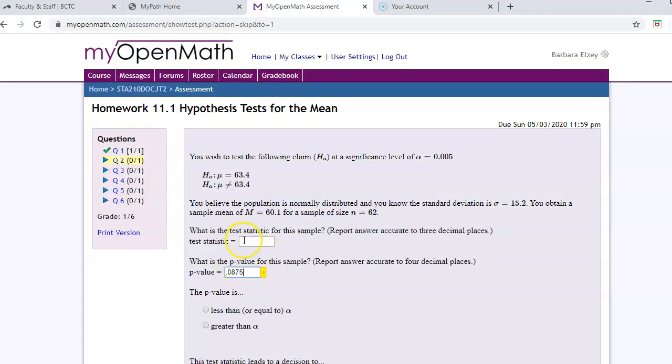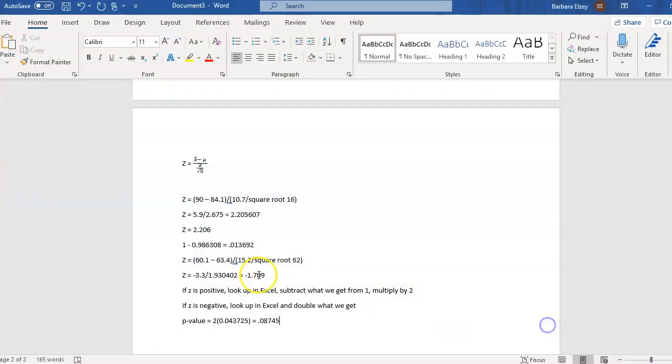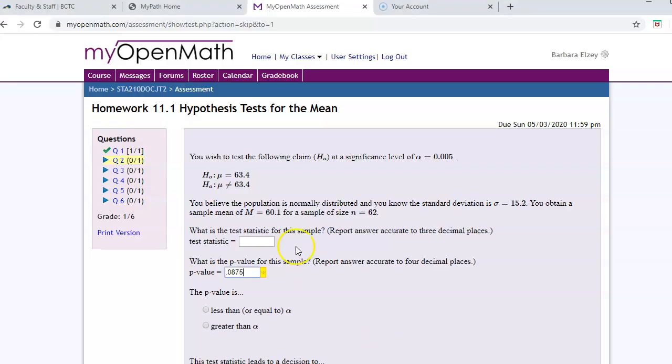And a while ago, that test statistic that I had, let me go back, should have gone in that first blank, which was negative 1.709. That would have gone here.